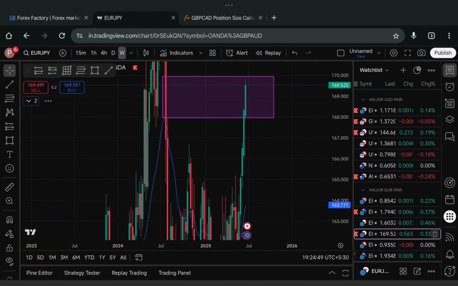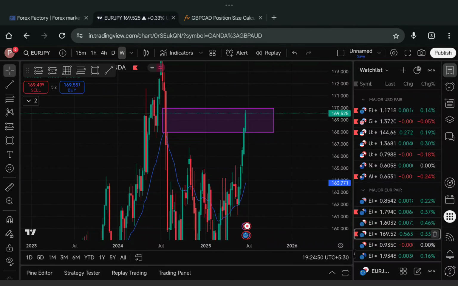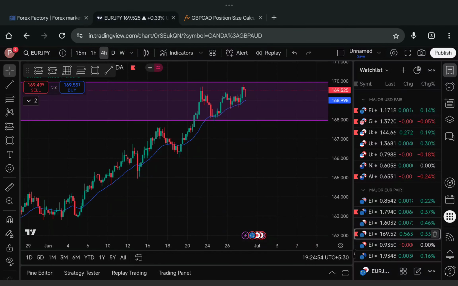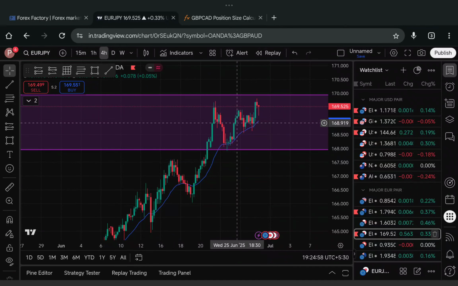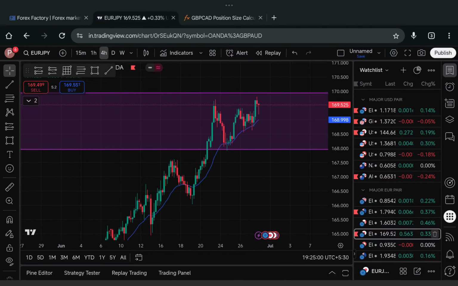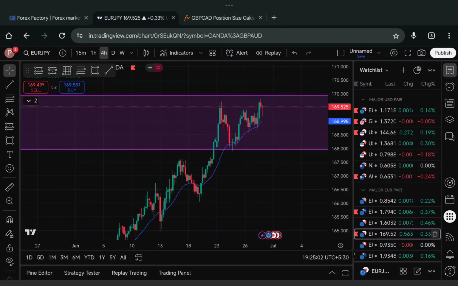Now with Euro JPY, at the weekly time frame we can see that price has reached this fair value gap, and at the 4-hour time frame it did not form any proper reversal structure here, so I did not place any trade here. So I will just sit back and watch. If a proper reversal structure is formed, then I might trade on this.